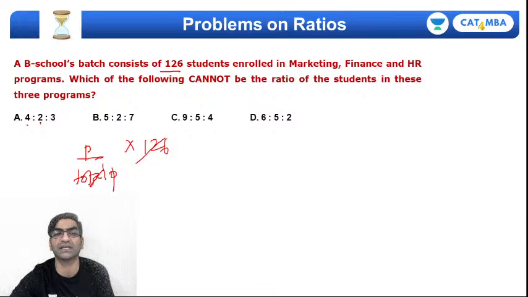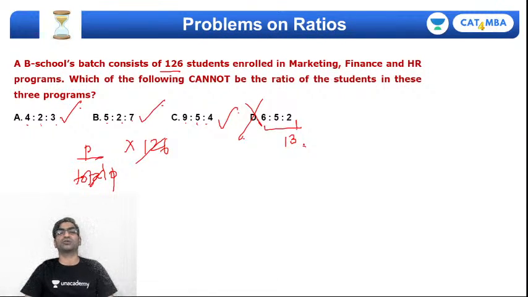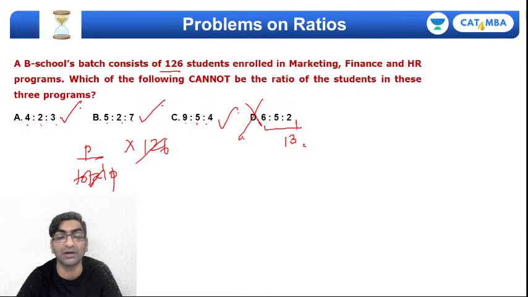Is that 4 plus 2 6, 6 plus 3 9? Well, 9 into 14 is 126. 5 plus 2 7, 7 plus 2 7 plus 7 14. Again 14 into 9 is 126. What is this? 9 plus 5 14, 14 plus 4 18, 18 into 7. Again total parts can divide 126 here. And here I have 6 plus 5 11 plus 2 13. 13 unfortunately cannot divide 126. So that's the option that we will eliminate. We'll say that ratio is not possible. It won't give me an integer value for students in each of the 3 programs.